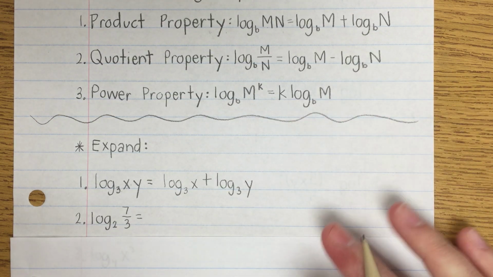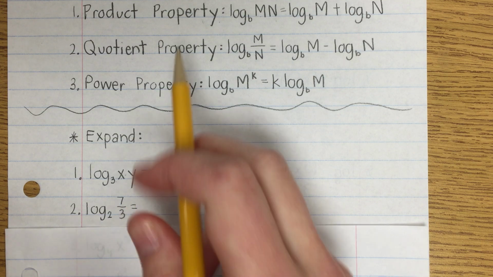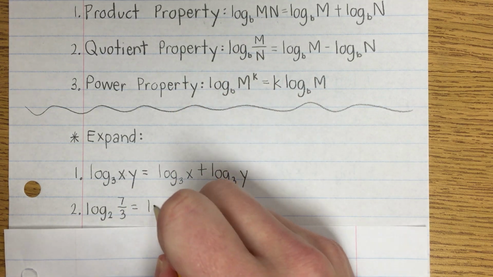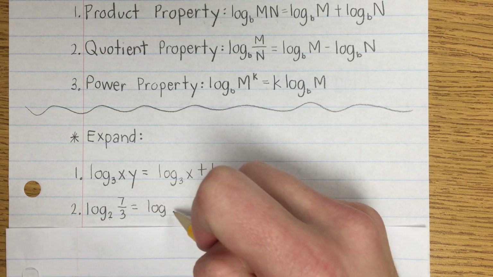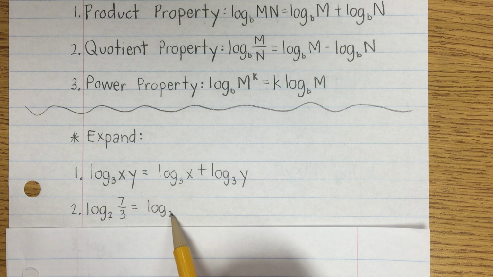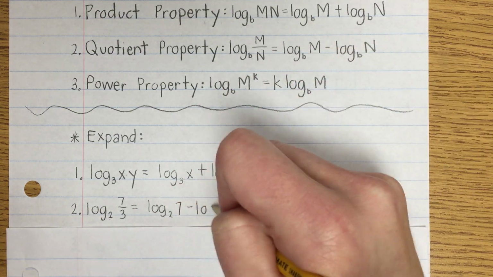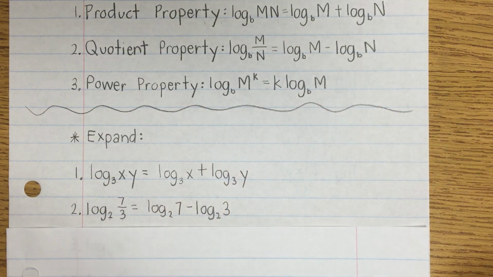Looking at example number 2, this is now going to be the quotient property because I'm dividing, and this property states that I can take this log base 2 of 7 divided by 3, and it is equal to log base 2 of 7. In this case, it's minus log base 2 of what's in the denominator, so 3.